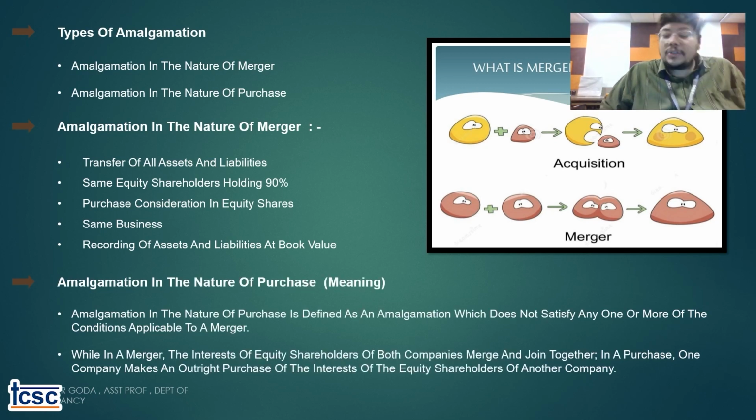Amalgamation in the nature of purchase. If any of these above conditions are not satisfied, that is transfer of assets, 90% of equity shareholders giving their sanction, then purchase consideration in the form of equity shares, the same business continuity, then the amalgamation in the nature of purchase will come into picture. While in merger, the interests of equity shareholders of both the companies merge and join together. In purchase method, the company makes an outright purchase of the interest of equity shareholders of another company.